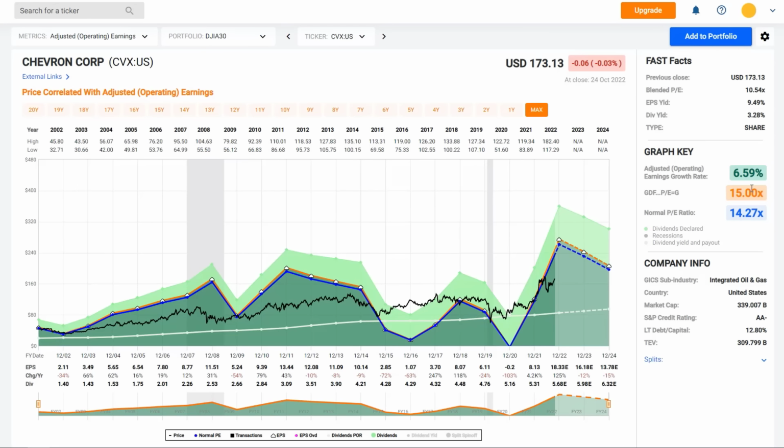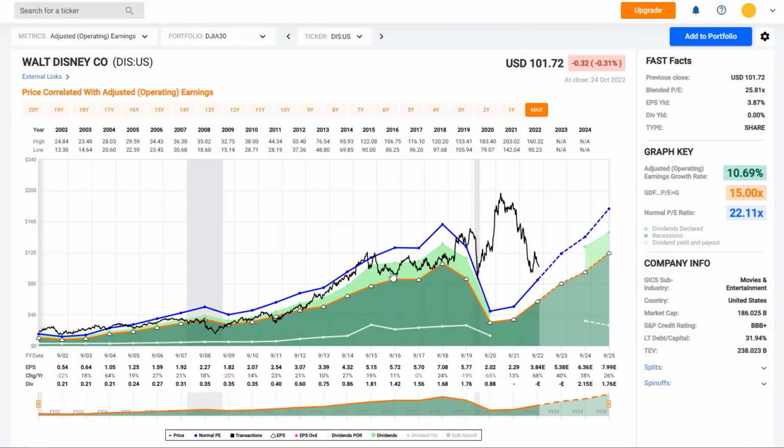Earnings yield is 9.5%. Dividend yield is 3.28%. But you've got to consider the fact that there's going to be some potential bad news coming up in the future. Disney, Disney got hurt very badly by COVID, forced them to cut their dividend. Expected to reinstate one, but they're not paying one now. You can see the stock has fallen dramatically.